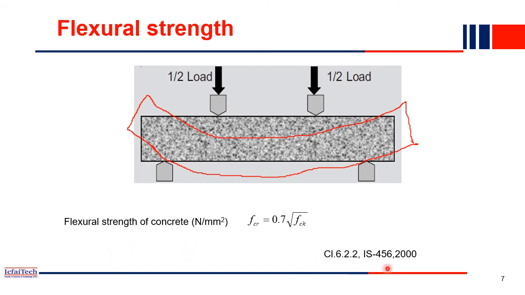As per our Indian standard IS 456:2000, if you go to clause number 6.2.2, it is mentioned that the flexural strength of the concrete can be taken as fcr equal to 0.7 times root over of fck. So what is fck? fck is the characteristic strength of the concrete. It means if you are using M20 concrete, so this beam is made using M20 grade of concrete, then the fck value, fck being the characteristic strength value, is basically 20. Now you can find out what is fcr.